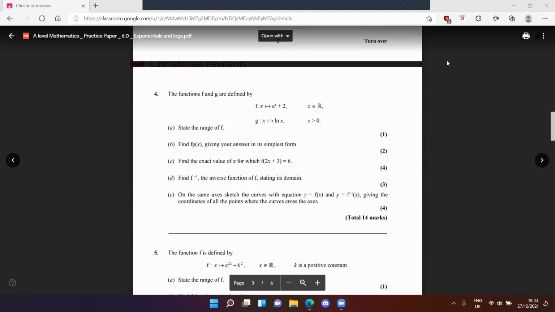Now it says give your answer in its simplest form. So e to the ln x. Is it just x plus 2? Do those cancel, ln and the e? I am not 100% sure on this. I think it cancels, yeah, because e to the power ln x is actually x. So x plus 2.